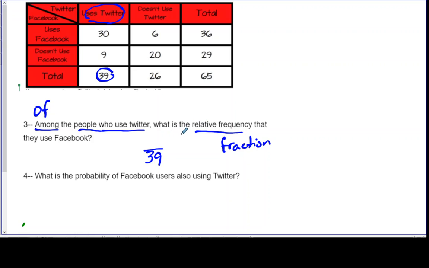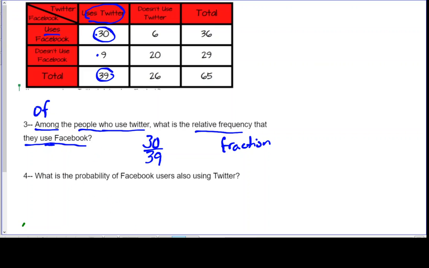Now go to the rest of the problem. What is the relative frequency that they use Facebook? So now we're looking for, of these people who use Twitter, how many of them also use Facebook? So it's either 30 or it's 39. We're looking for use Facebook. That's right here. So 30 people out of the 39 use Facebook also.